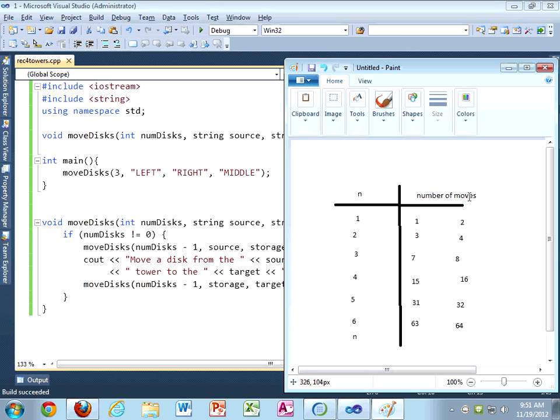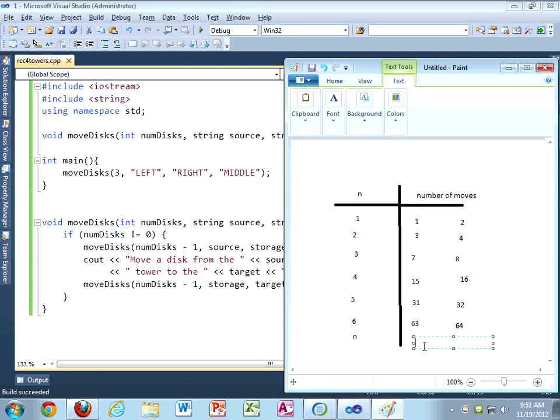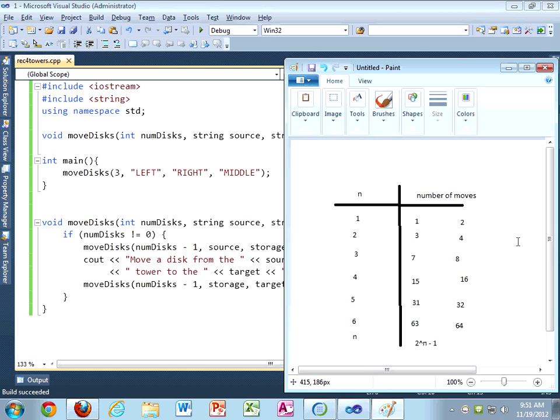What are those numbers? Those are powers of 2, right? 2 to the n. So the number of moves is always 2 to the n minus 1. See this in algebra fun? 2 to the n minus 1. Okay, and it kind of makes sense because each time we go, let me not go there.